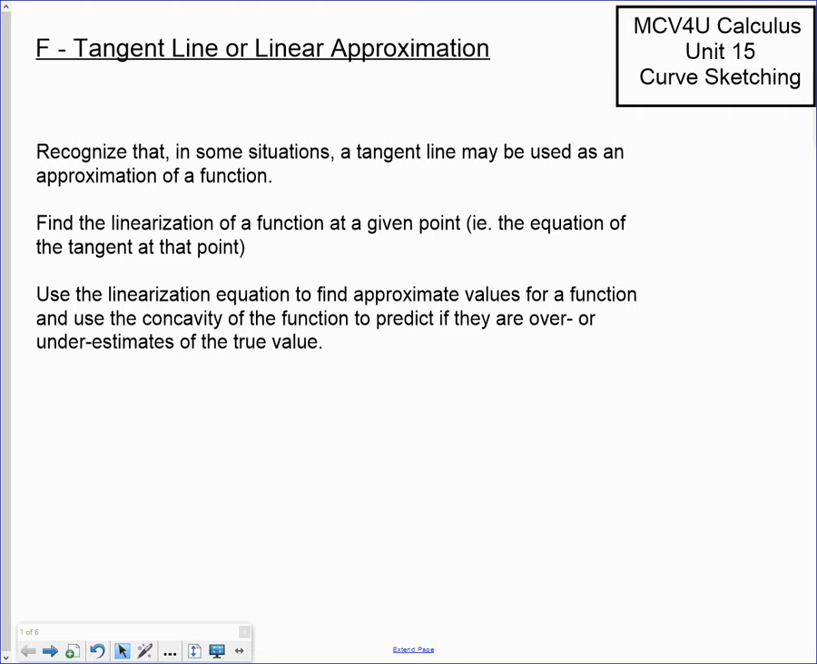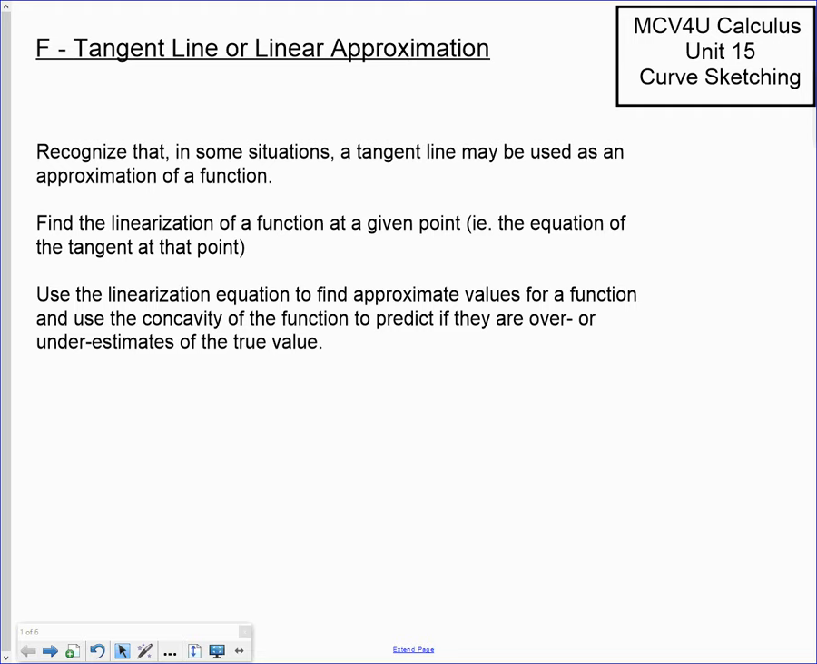We want to first recognize that in some situations, a tangent line to a function may be used in an approximation for a function. We want to then be able to find what is called the linearization of a function at a given point, which is basically just the equation of the tangent to that function at that point. And we've done this kind of thing before.